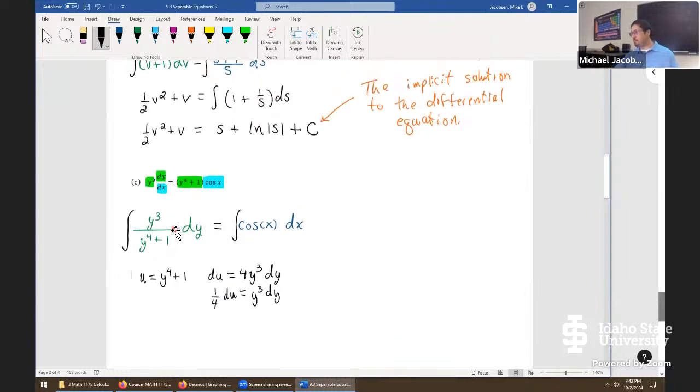So with that u substitution, maybe we'll go towards the right. Our integral becomes 1/4 antiderivative of 1 over u du equals antiderivative of cosine x dx. So all I've done on this step, following the arrow, is just use the u substitution on this integral here. That's what it turns into before we go to do the next integration. Any questions, folks, with that step?